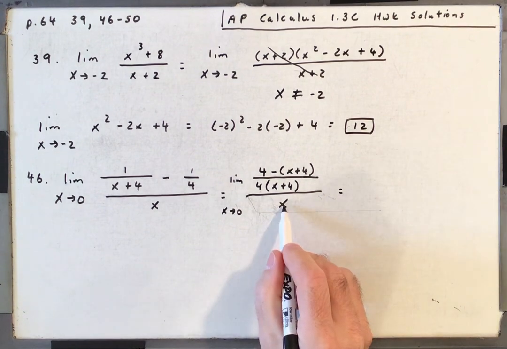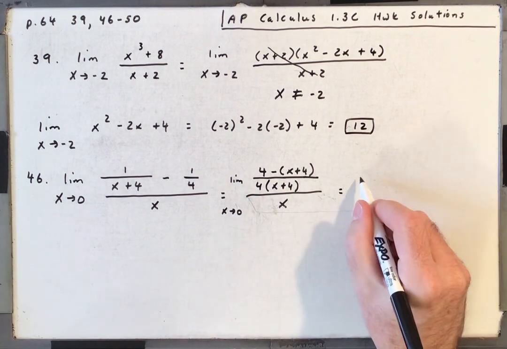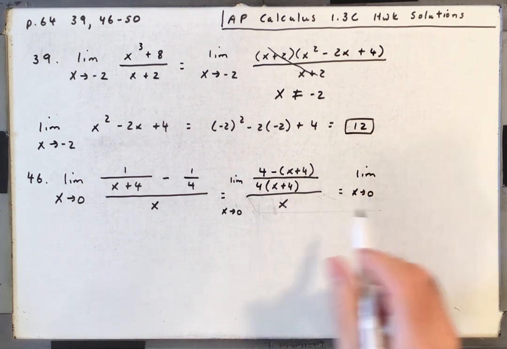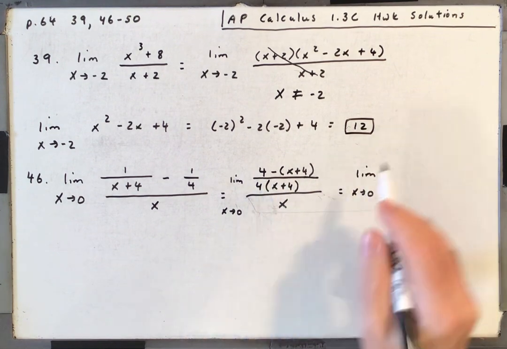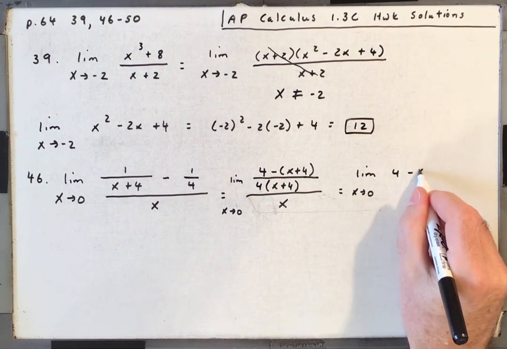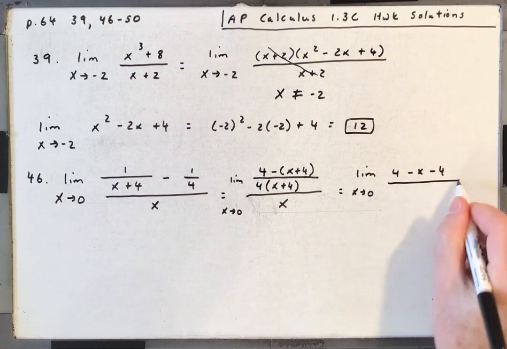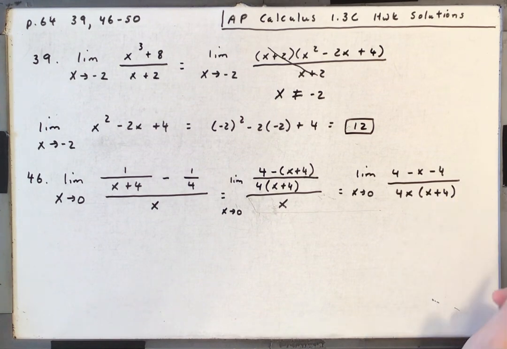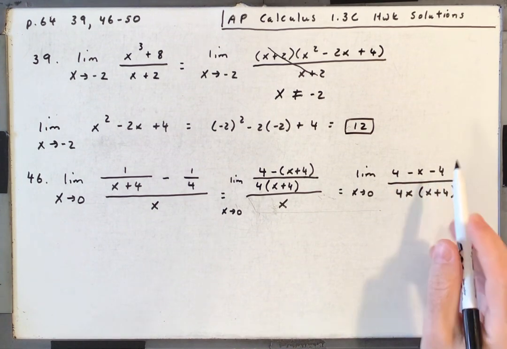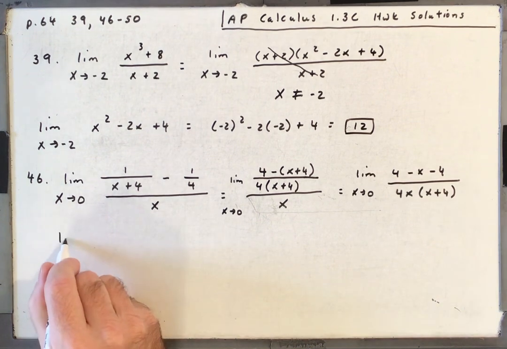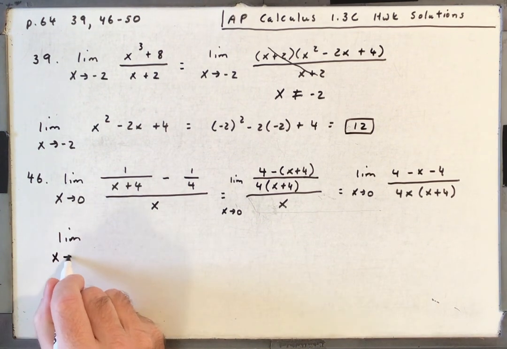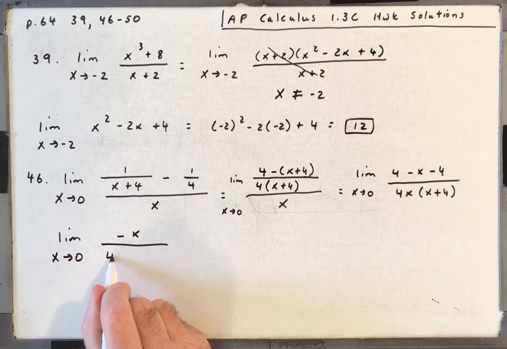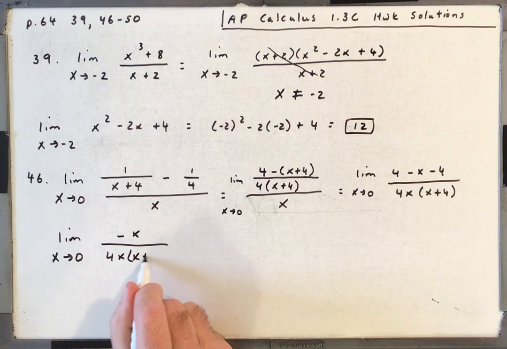Okay, so now I can bring this x up a level. And I'm going to go ahead and distribute. That's 4 minus x minus 4. Bring that x up a level, 4x times x plus 4. Okay, so the 4 and the -4 will cancel, and you have the limit as x approaches 0 of -x over 4x times x plus 4.